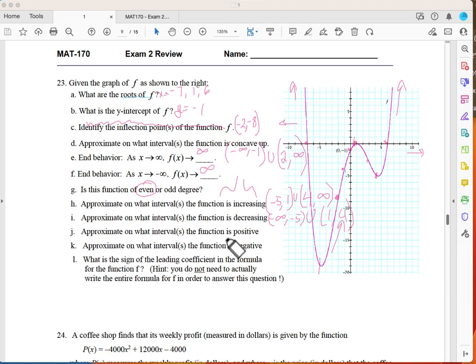Approximate on which intervals the function is positive. That's wherever the y values are above the x-axis.